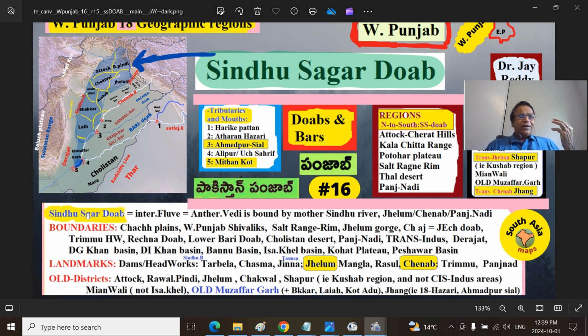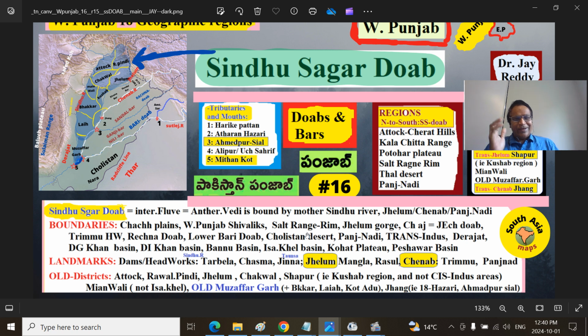Sind Sagar Doab, the doab between two water bodies, is an interfluve. In Sanskrit, it is called Antarvedi. It is bound by Mother Sindhu on one side. Later, after the Jhelum River joins the Chenab River, it is also bordered by the Chenab River. After the Chenab merges with the Satluj, it is bordered by the Panj Nadi. So the eastern side is a very broad perspective, and there are actually three rivers. The west side is the standard Sindhu Nadi.